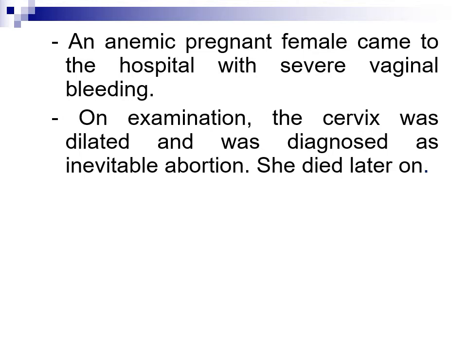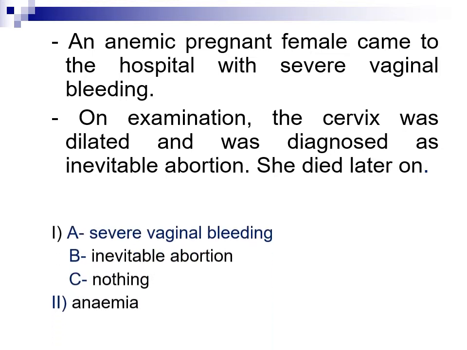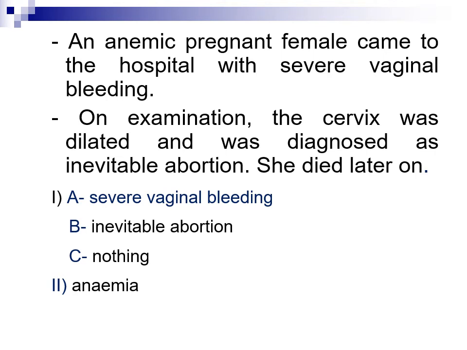An anemic pregnant female came to the hospital with severe vaginal bleeding. On examination, the cervix was dilated and was diagnosed as inevitable abortion. What is the immediate cause of death? The bleeding, severe vaginal bleeding. What is the cause of severe vaginal bleeding? Inevitable abortion. C would be nothing. Part 2 would be anemia. Anemia doesn't cause severe vaginal bleeding, but it contributes to death.